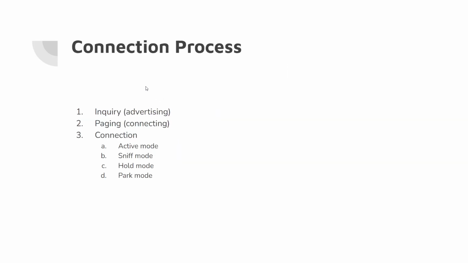Okay, so this is a brief overview of the connection process, and this is the connection process for Bluetooth Classic, but it's very similar to Bluetooth LE and beyond. So you have inquiring, or in Bluetooth LE it would be advertising, and then paging, which is the actual process of connecting. And then once you have a connection, you have different modes that the peripheral or the slave nodes can be put in, and we're going to go through those.